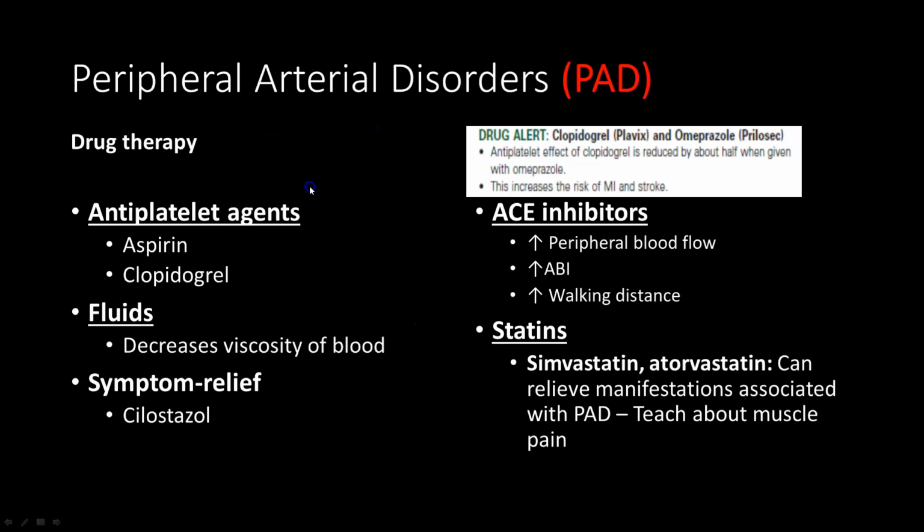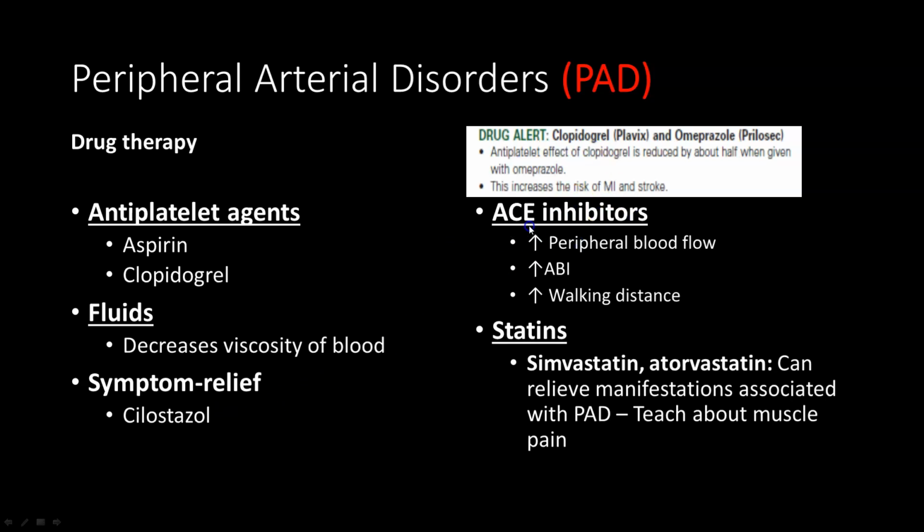Drug therapy is pretty much the same. We would expect an antiplatelet medication, so aspirin, clopidogrel, fluids if it's an issue because our blood is viscous, if we've had edema or swelling and that fluid has shifted from the vascular to the interstitial spaces. Cilostazol is going to help promote vasodilation, help those red blood cells move like they're supposed to in the lower extremities.